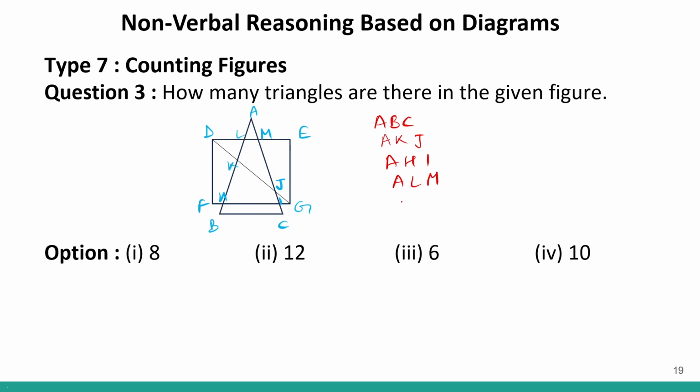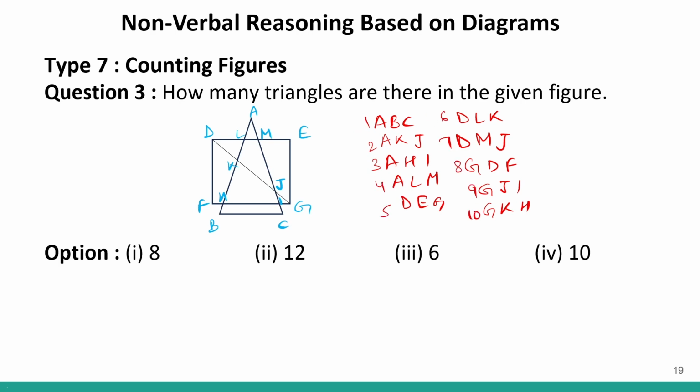Then in DEG, this is one triangle, DEG. Within this I can see DLK. Within this I can see DMJ. Then this one, GDF, is another big triangle. Within this I can see GJI. Correct. And within this I can see GKH also. So how many triangles can I see? 1, 2, 3, 4, 5, 6, 7, 8, 9 and 10. So in total I could see 10 triangles. So my answer will be option number 4, 10.